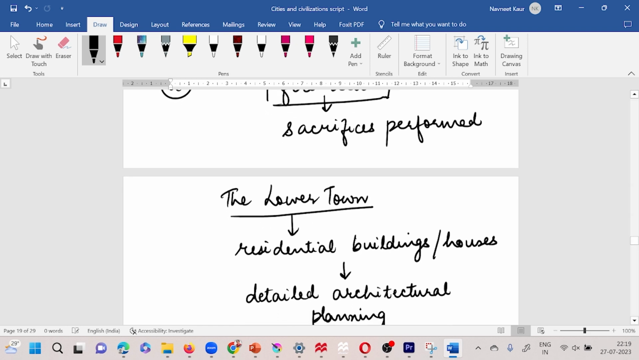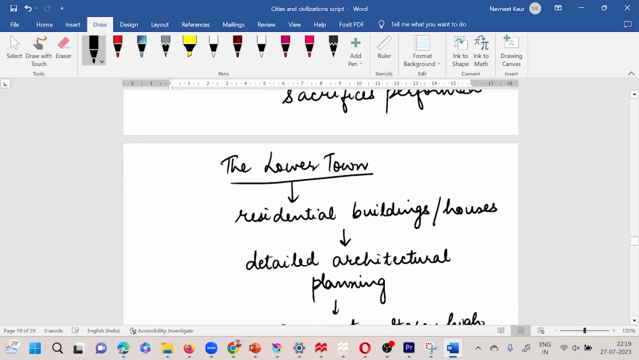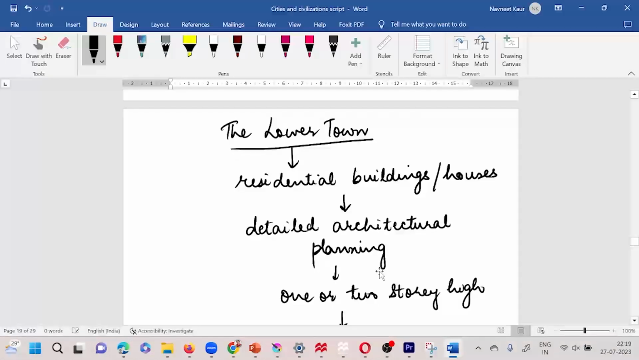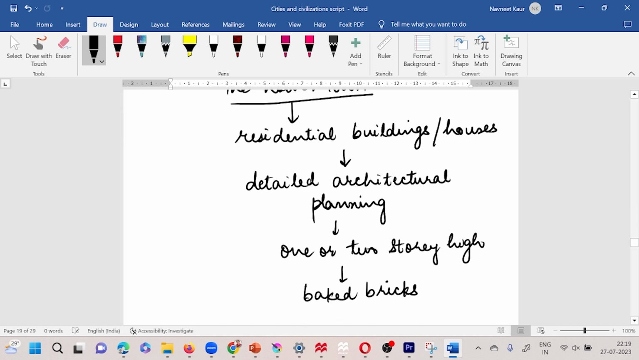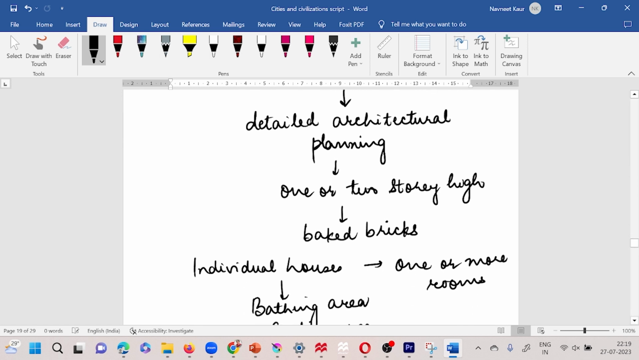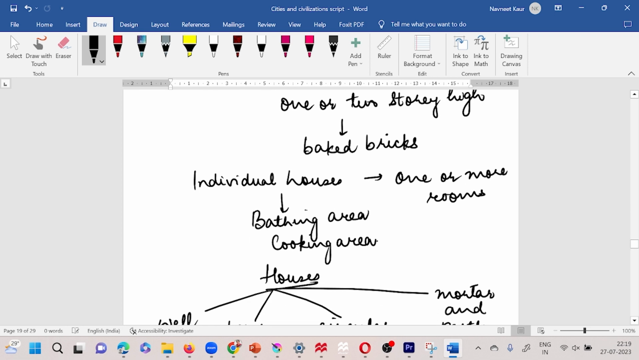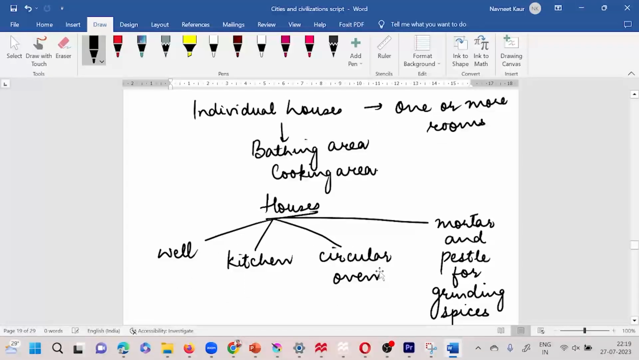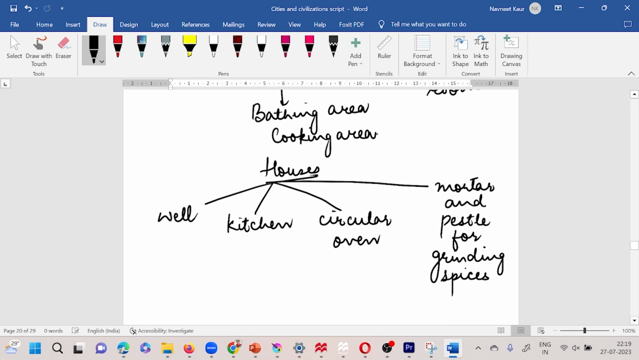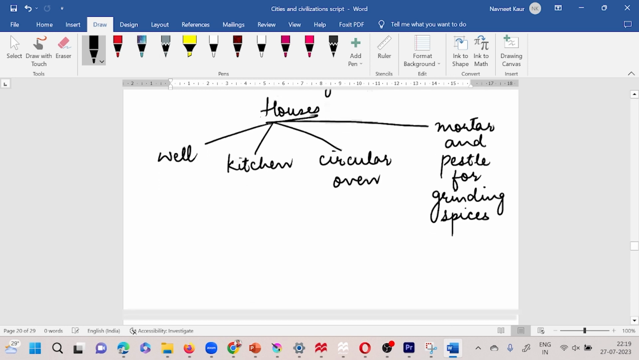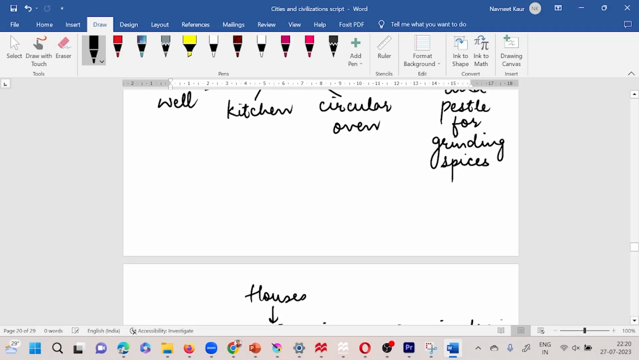Then, the second important thing of town planning was the lower town, and here the residential buildings or houses have been found. The houses suggest a detailed architectural planning. They were either one or two stories high and they were built of baked bricks. The individual houses had one or more rooms, and each house had a bathing area and a place for cooking. Most of the houses had a well, kitchen, circular oven, mortar and pestle for grinding spices.